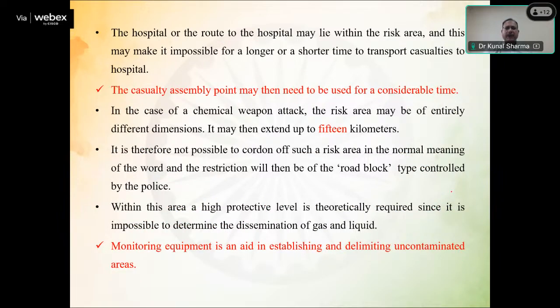The hospital or the route to the hospital may lie within the risk area, and this may make it impossible, for a longer or a shorter time, to transport casualties to the hospital. The casualty assembly point may then need to be used for considerable time.